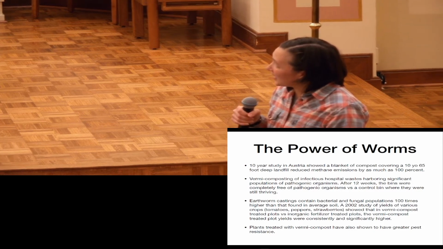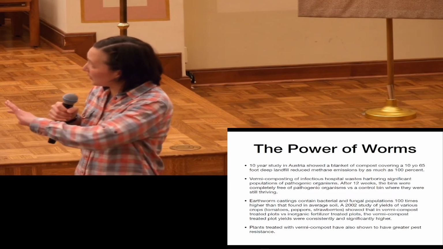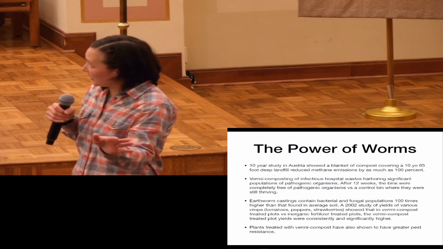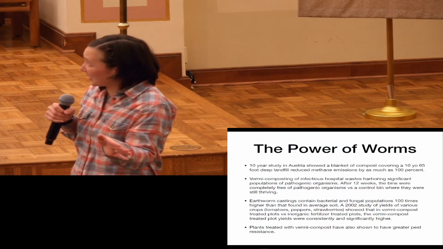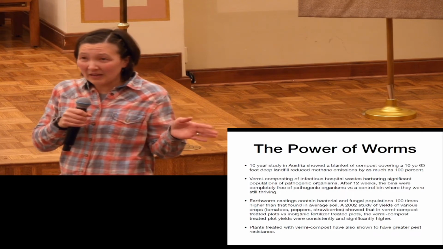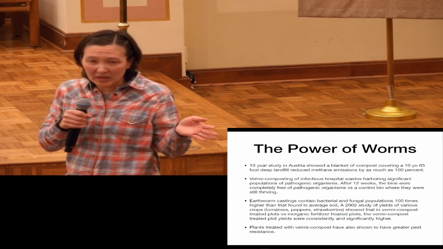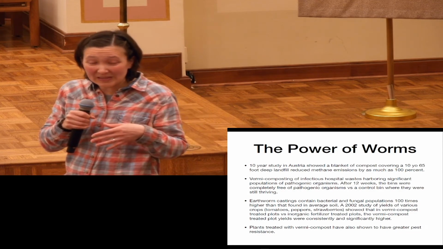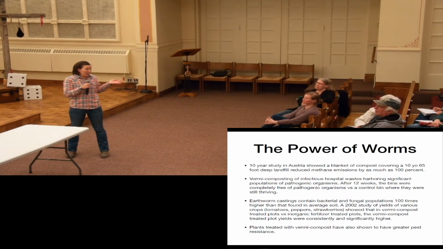But the power of worms, just to illustrate, let me share a couple stories. There was a 10-year study in Austria that showed that a blanket of compost covering a 10-year-old, 65-foot deep landfill reduced methane emissions by as much as 100%. This is better than the designed traps for methane, which are only 70 to 85% efficient. So they're great for purifying the air, much like houseplants.